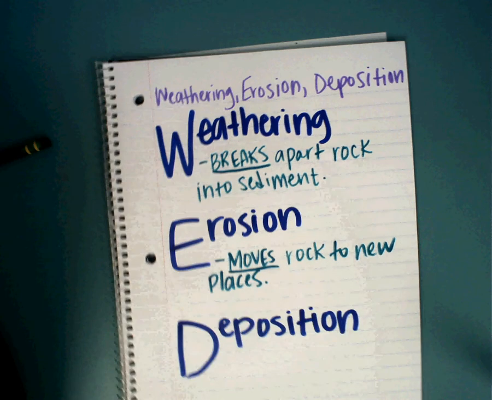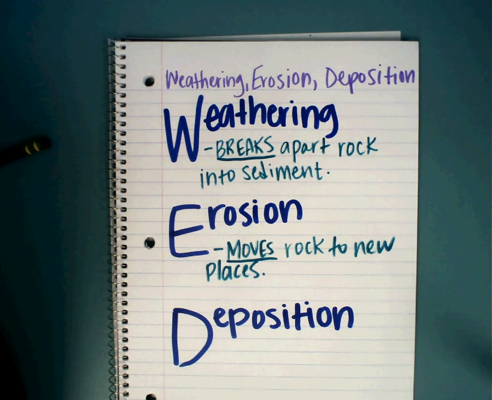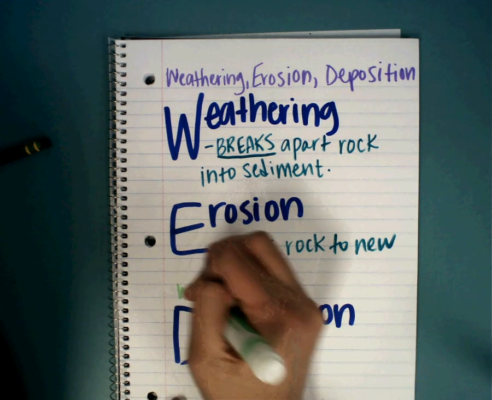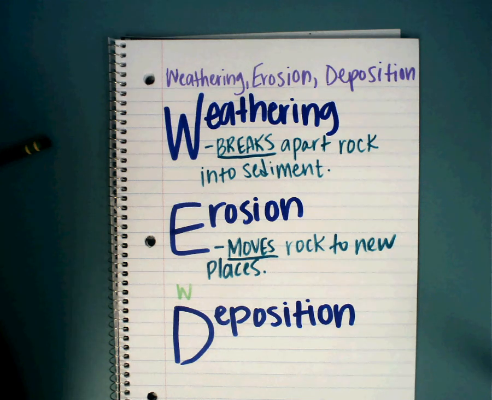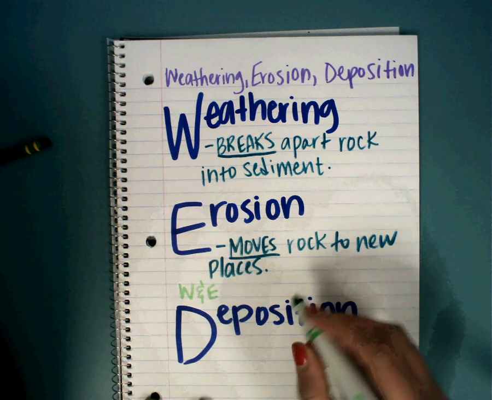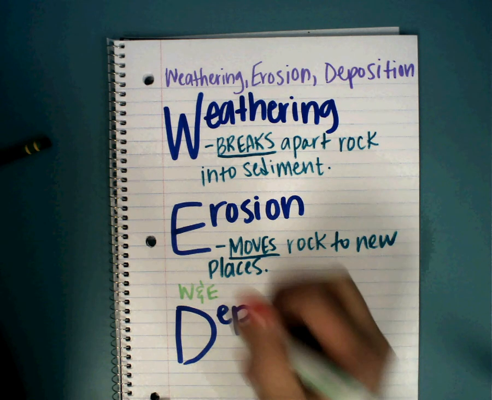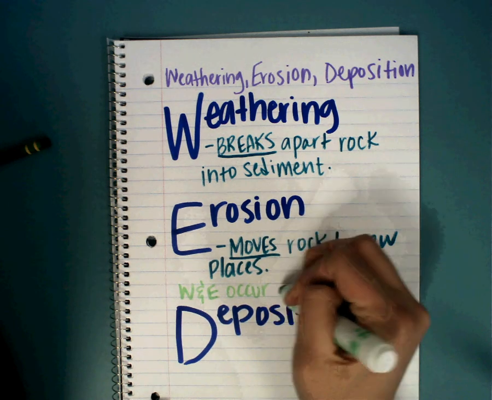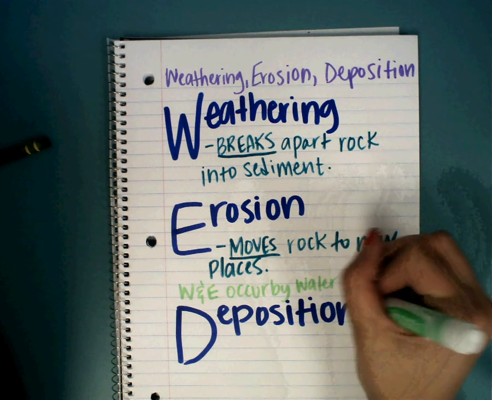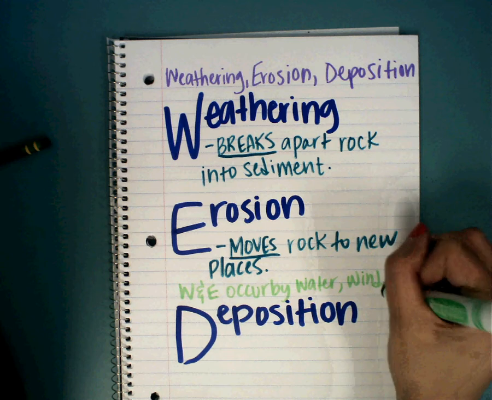So weathering and erosion are caused by three main things that we need to make sure that we remember. And they're pretty simple, okay? So W and E, we're going to write W, and E for erosion, are caused by, or occur by water, wind, and ice. Those are the three ways that we get weathering and erosion.